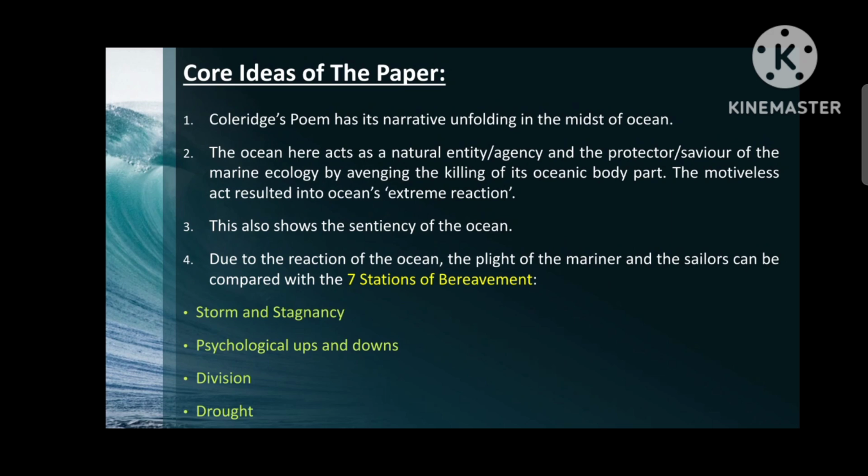So after this motiveless act of killing this albatross, the poem shows the extreme reaction of the ocean. This also shows the sentiency of the ocean. It also shows that the ocean is a sentient ocean. The ocean has an emotion. The ocean is interconnected, interwoven with its marine ecology or marine ecosystem. Fourth point, due to the reaction of the ocean, the plight of the mariner, the condition of the mariner and the sailors can be compared with the 7 stations of bereavement.